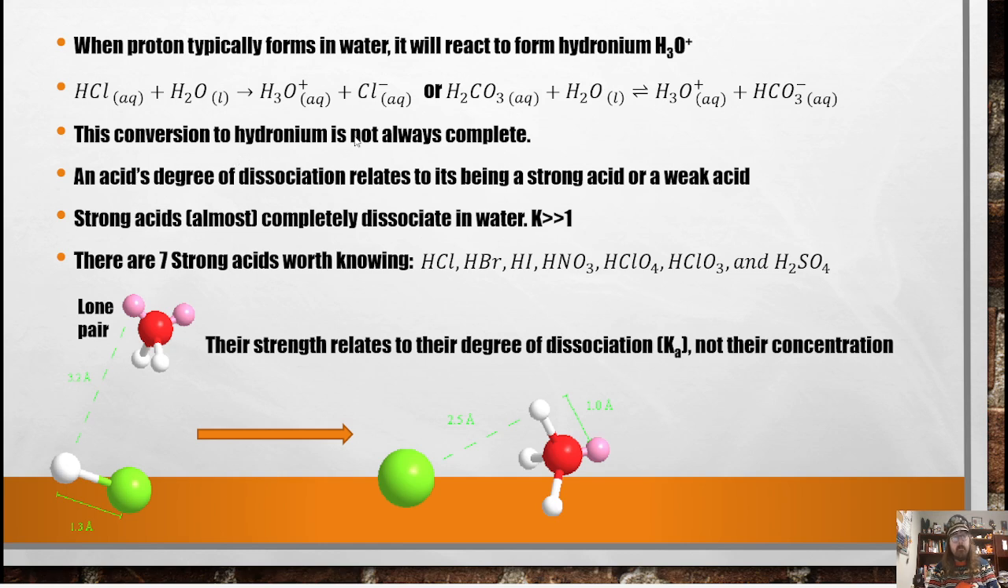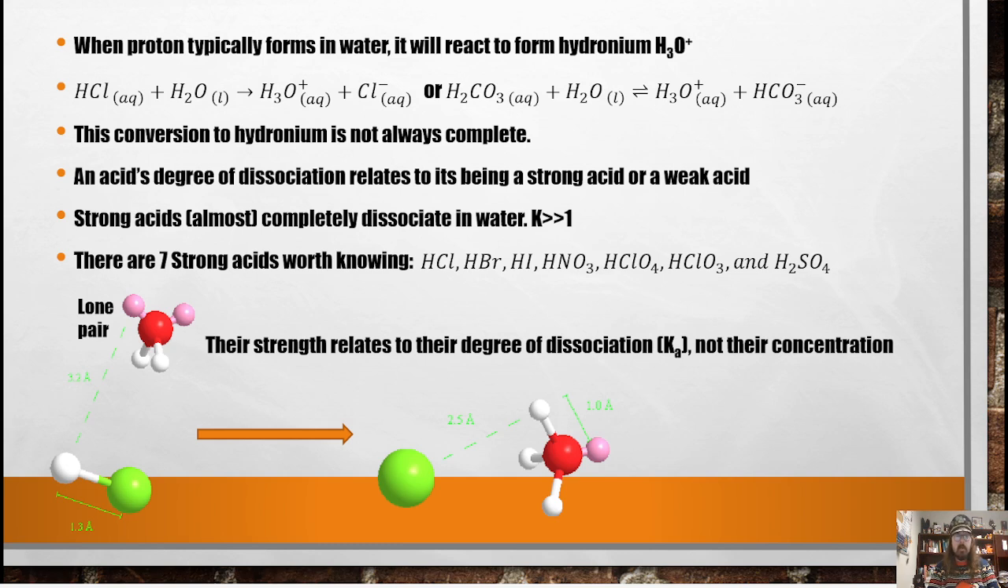Now, this conversion to hydronium is not always complete, and we'll learn more about this later, that an acid's degree of dissociation will directly relate to their K constant. And that K constant will control whether we consider an acid to be strong or weak.